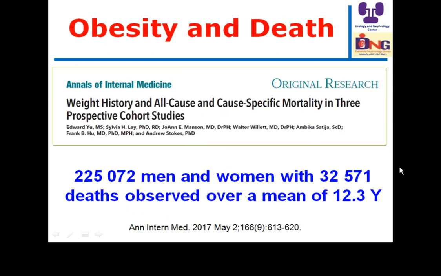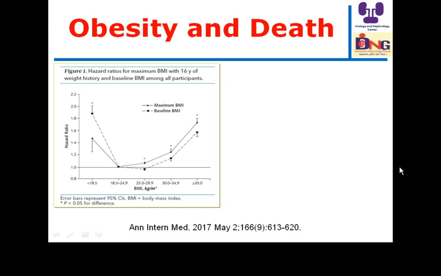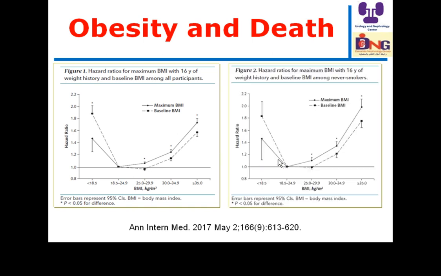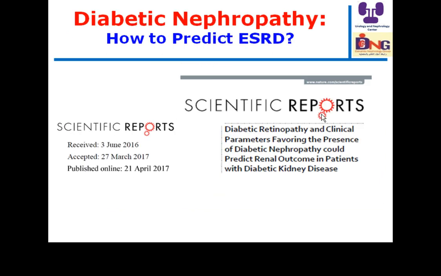And a more important study for nurses and other health professionals, this is a very nice study because it included 225,000 men and women, with death in 32,000, and this was observed for more than 12 years. Here it's very interesting because for all participants, it is not only the baseline but the maximum body mass index. So we look at the history of body weight. If the maximum body mass index is high, overweight or obese, as you see here, the mortality is high, both for all participants and for the persons who never smoked. So again, we should combat obesity and weight gain.